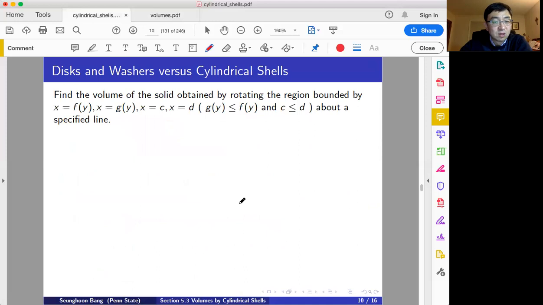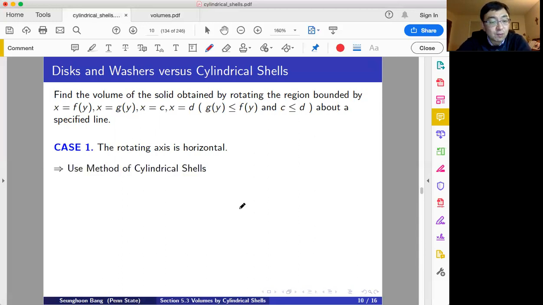The next one. Find the volume of the solid obtained by rotating the region bounded by x equals f of y, x equals g of y, y equals c, y equals d, where g of y is less than or equal to f of y and c is less than or equal to y is less than or equal to d, about a specified line. Case 1, the rotating axis is a horizontal line. You can do the opposite: use the method of cylindrical shells. The volume is the integral from c to d of 2 pi radius times height dy.